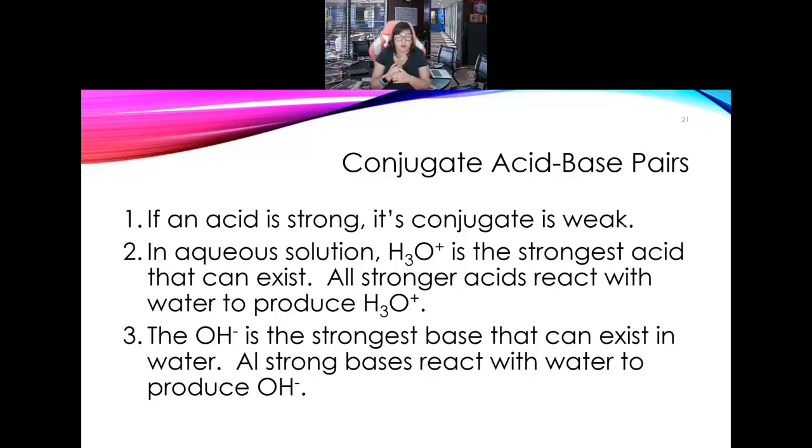In aqueous solution, H3O plus is the strongest acid that can exist. Any other strong acids give their protons to the water to produce H3O plus. The OH minus is the strongest base that can exist in water. All strong bases react with water to produce OH minus. So that's the strongest you're going to see in either of those cases.